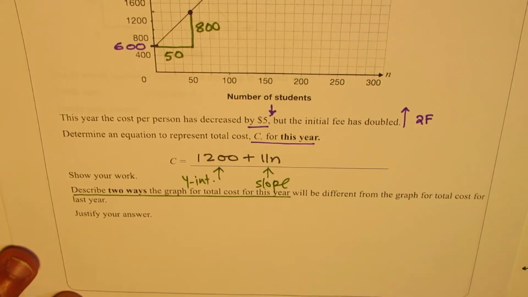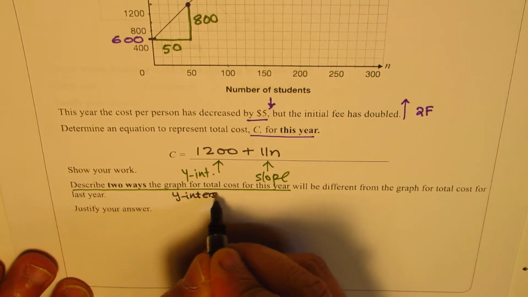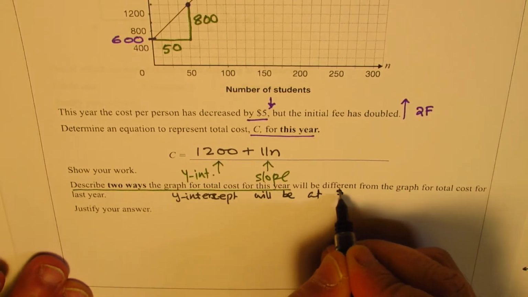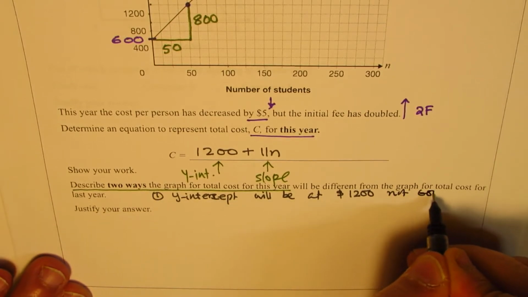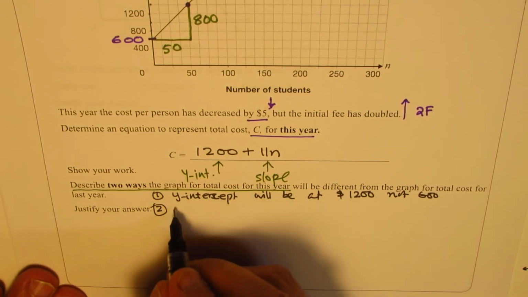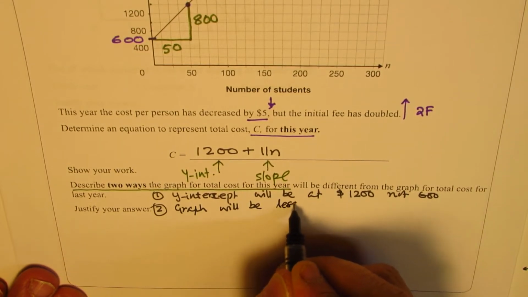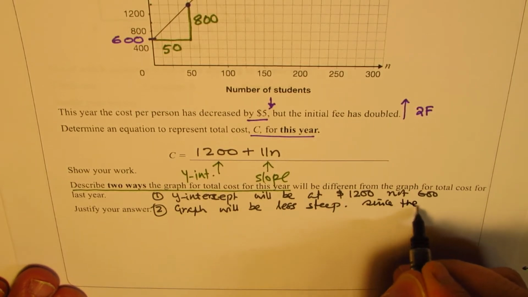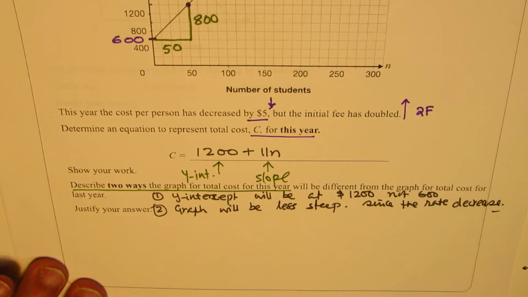So the description here should be something like this: the y-intercept will be at $1200, right? This is one way, not 600, since it is doubled. And second, the steepness will be lesser, so the graph will be less steep, since the rate decreased. Perfect. Is that clear to you?